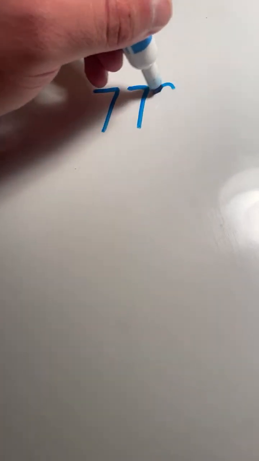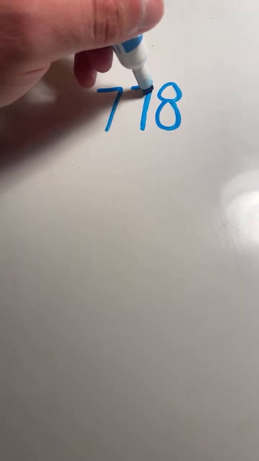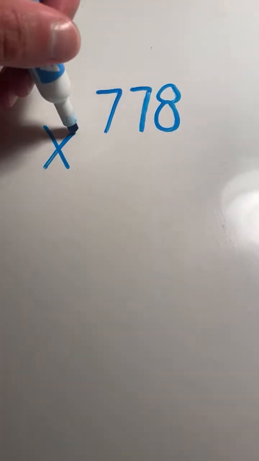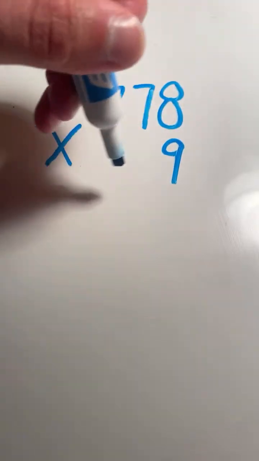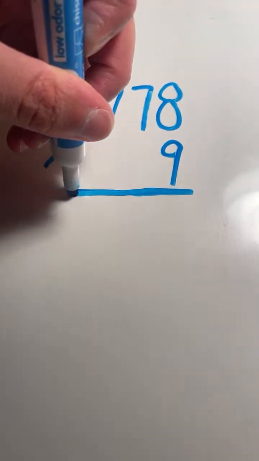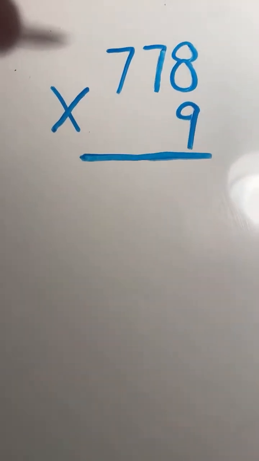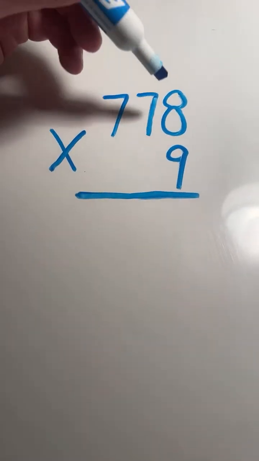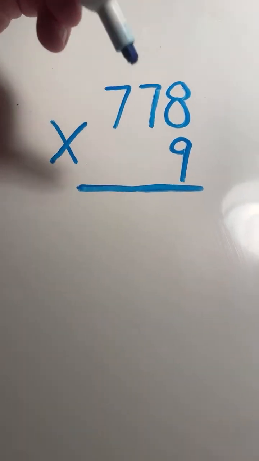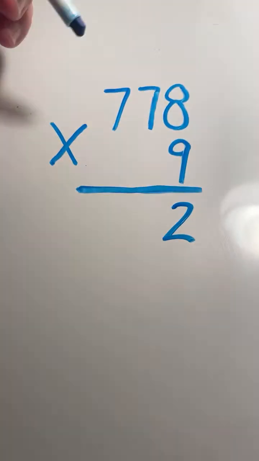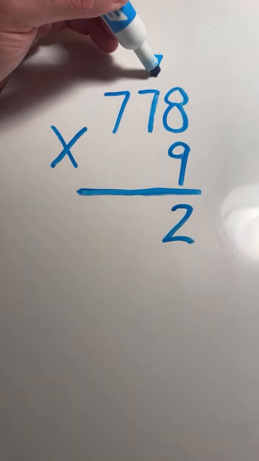All right, next example. 778 times 9. So we're starting in the ones place. 8 times 9 equals 72. The 2 in 72 goes in the ones place. The 7 in 72 gets carried over to the tens place.